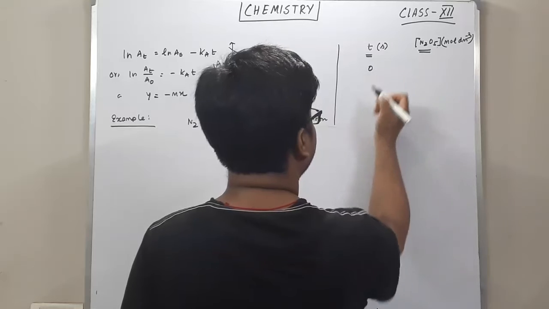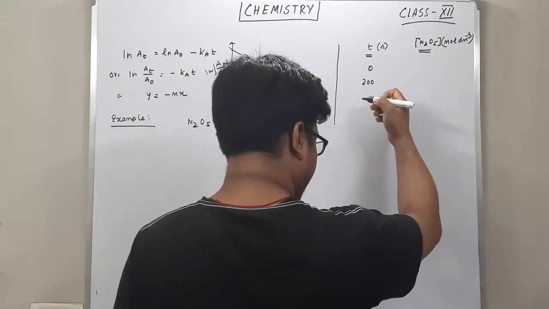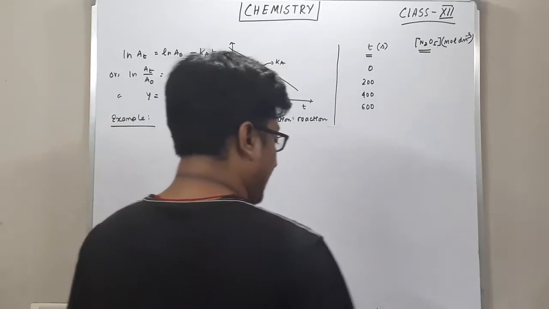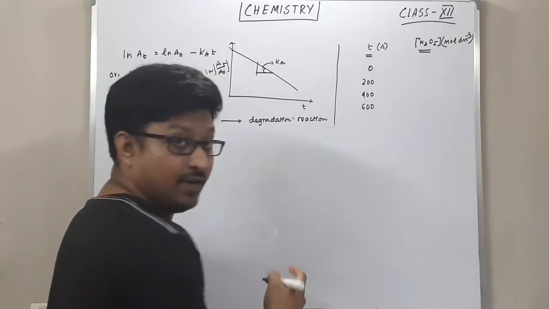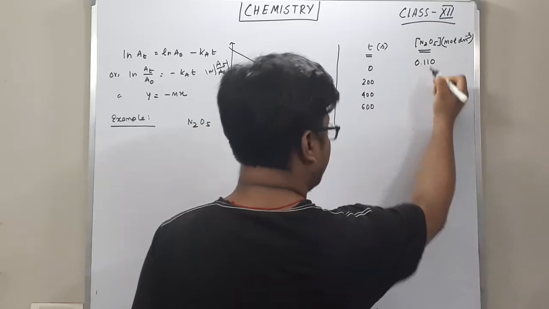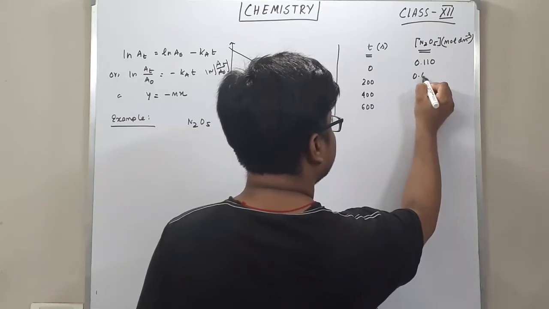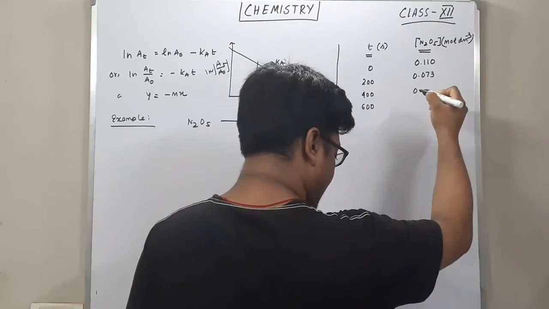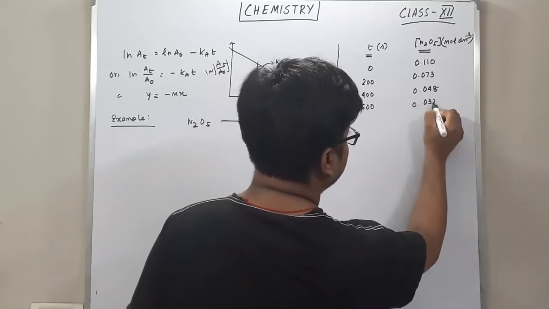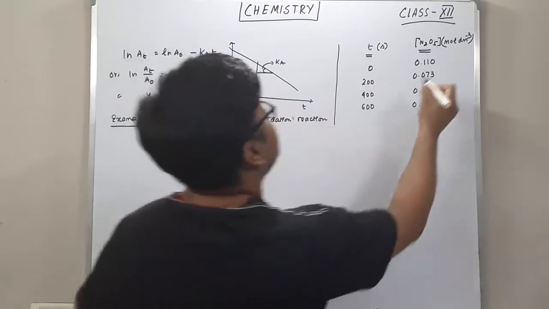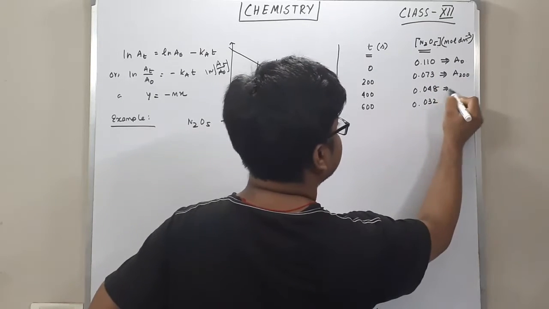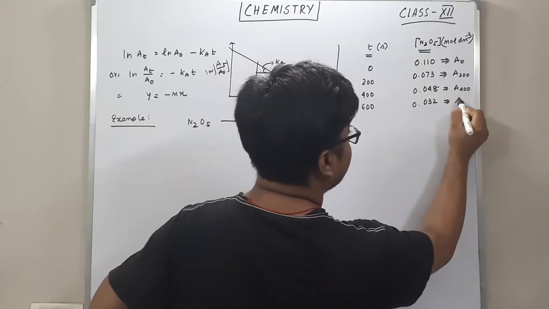At 0, they measured at 200, they have measured at 400, and they have measured at 600. Now what is the concentration of N2O5 here? At the initial concentration, 0.110. Then 0.073, 0.048, and 0.032. Now you know all the concentrations. So this is your A0, and this is A200, this is A400, this is A600.